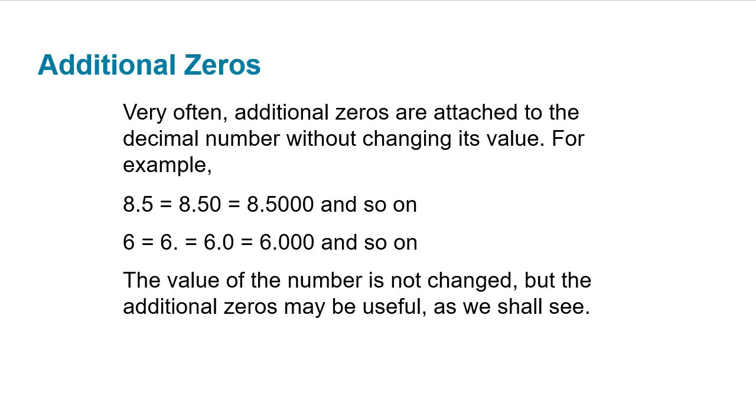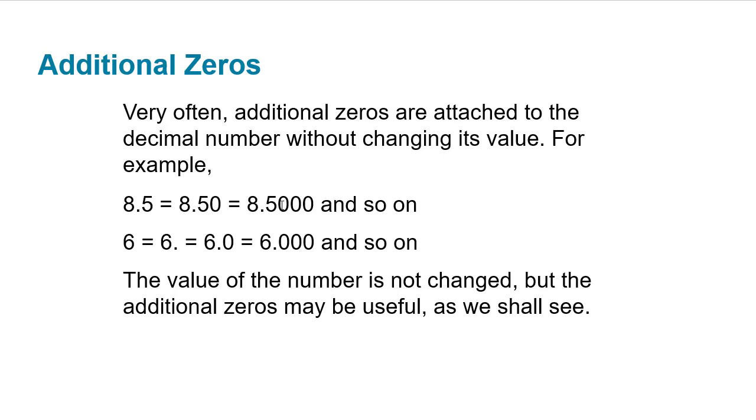Now, it's very often that additional zeros are attached to a decimal number, and we can do that without changing its value. So we can write 8.5 as 8.50 and 8.5000 and so on and so forth. The reason why you will see extra zeros added to the end of a decimal number is it's basically telling you the level of accuracy of that measurement. If you see 8.5, all you know is that number is accurate to the tenths place. It could have been 8.54, and it still would have rounded down to 8.5. But when you put 8.50, now you know that it's accurate to the tenths place and it's been rounded to the hundredths place. And so on and so forth.